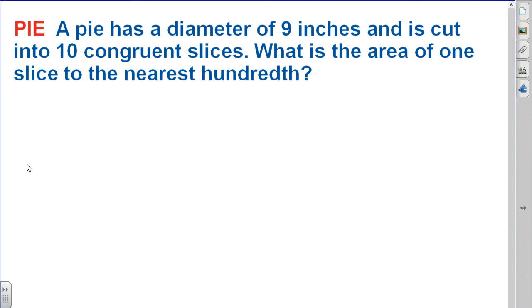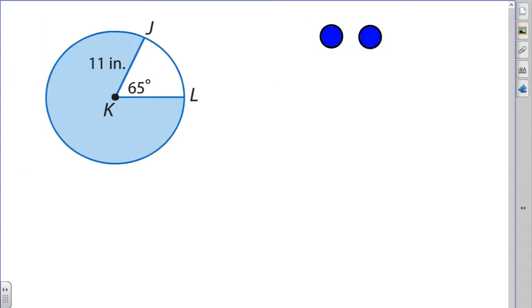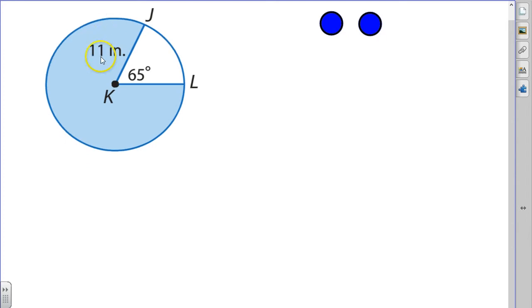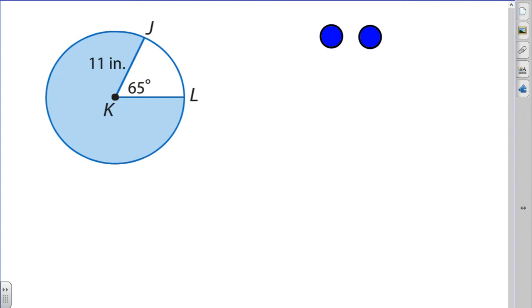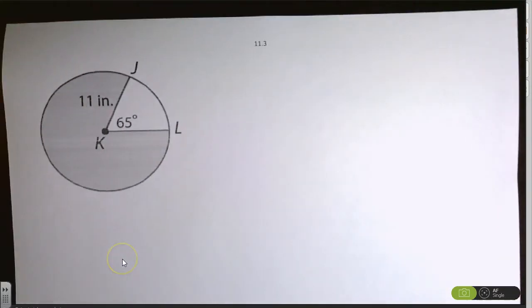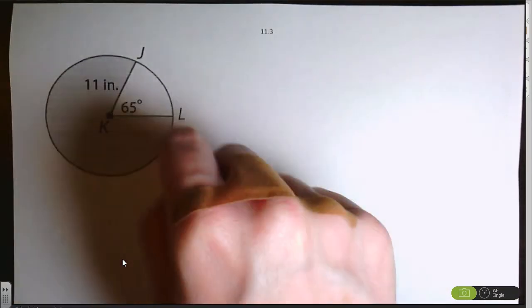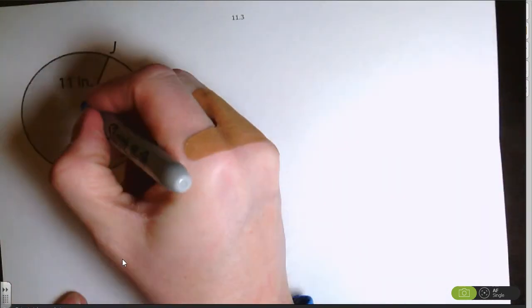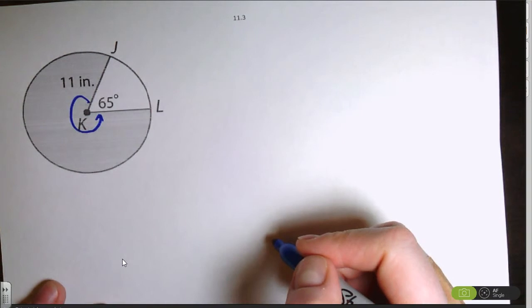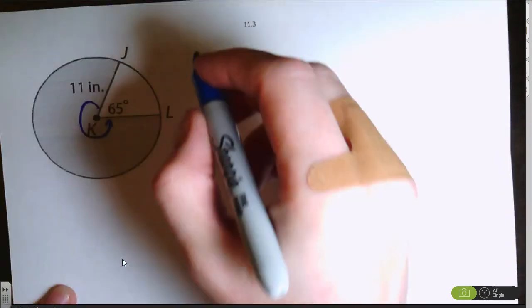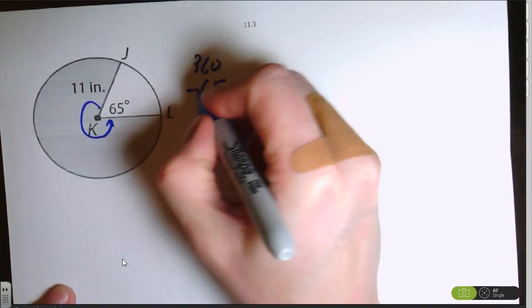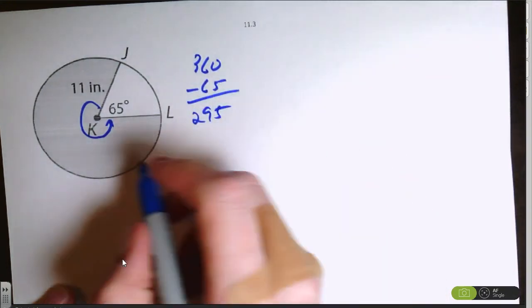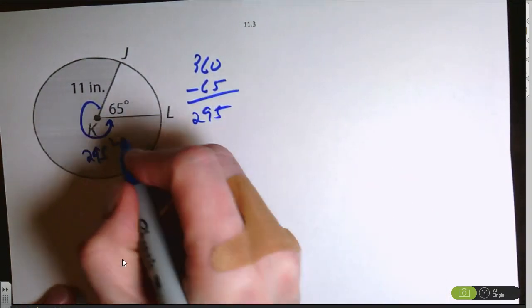Okay, last example. Another area of a sector problem. The key to this though is we're looking for the shaded area. So you've got to be really careful because some of you might be tempted to go, oh yeah, 65 over 360 times pi times 11 squared. Hold on. The shaded area is everything but the 65 degrees. So 360 minus 65 is 295. That's how many degrees this arc is.